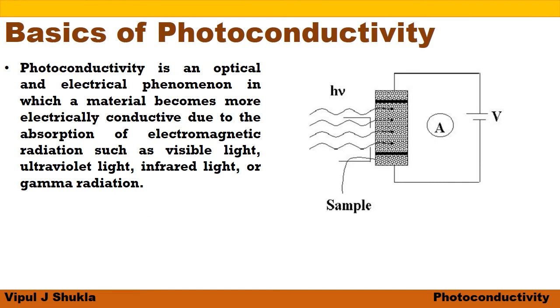Regarding the basics of photoconductivity, we can say that photoconductivity is an optical and electrical phenomenon in which a material becomes more electrically conductive due to the absorption of electromagnetic radiation such as visible light, ultraviolet light, infrared light or gamma radiation.